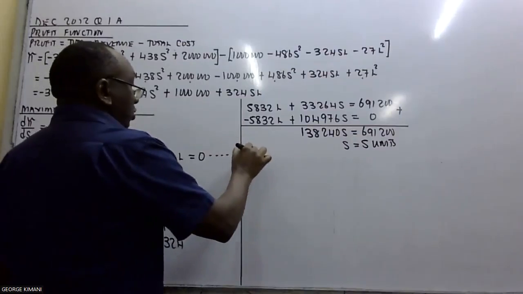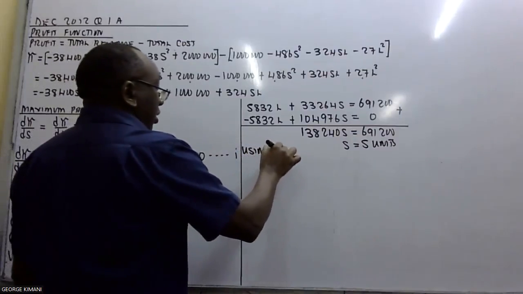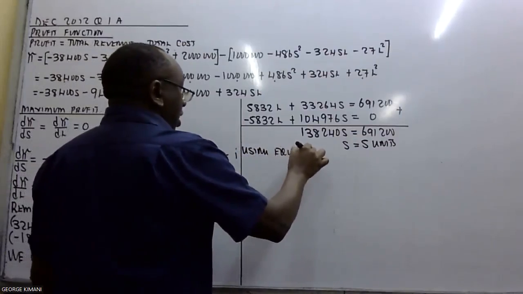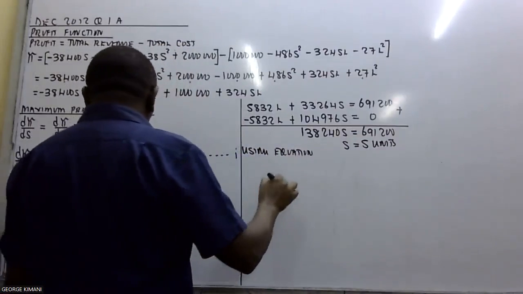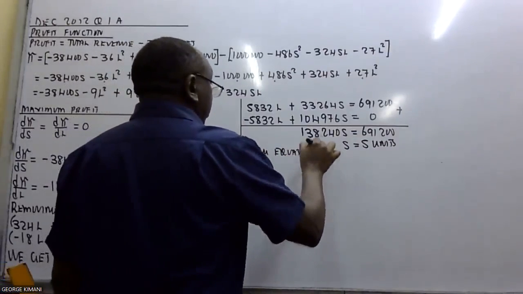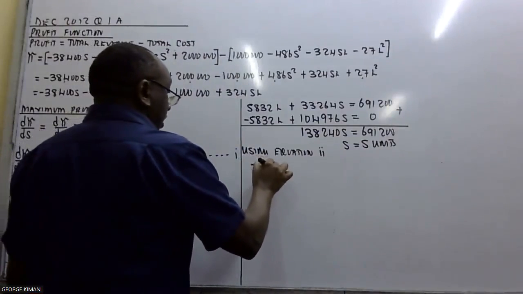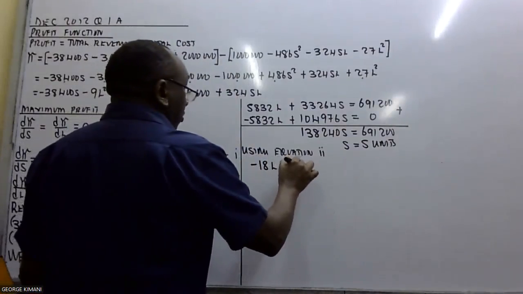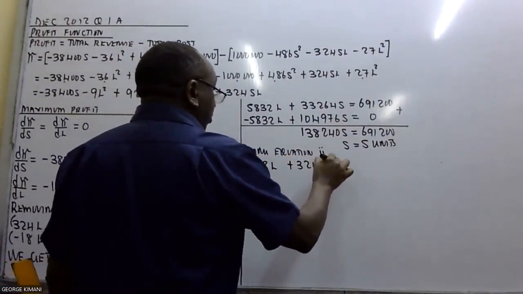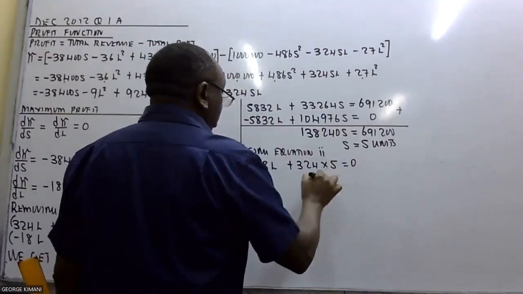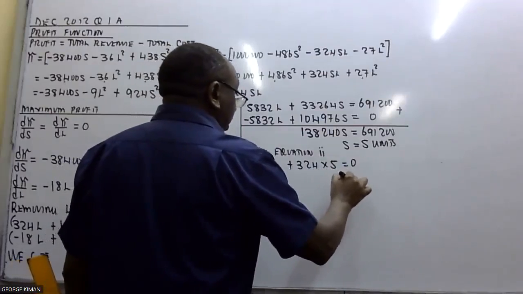Then you see, using equation two, we shall see minus 18L plus 324 times 5 is equal to 0. Now tell me L is what?